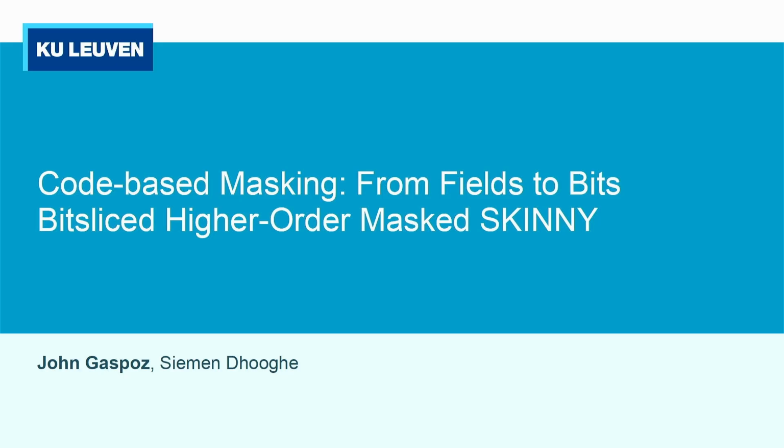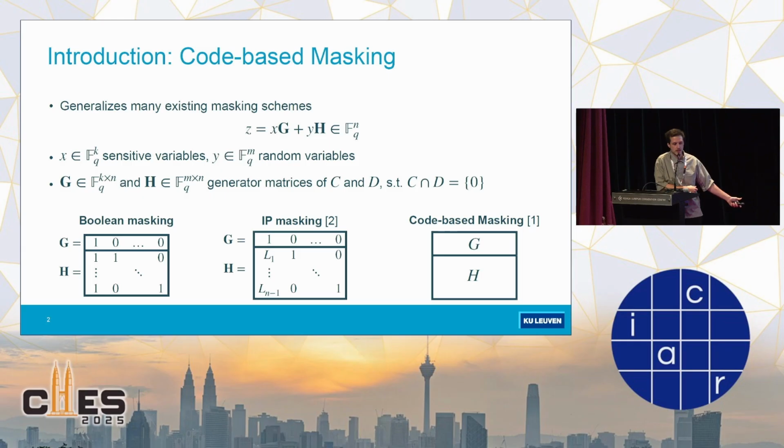In this work we'll be interested in code-based masking. Code-based masking generalizes many existing schemes. If you have this sharing Z, a set of sensitive variables x and a set of random variables y, you compute x times G plus y times H, where G and H are two generator matrices of the codes C and D. It generalizes many masking schemes because, depending on how you define these matrices, you can restrict it to other masking schemes.